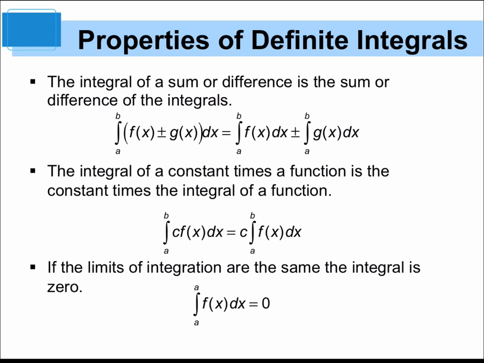This last one warrants some discussion. Why is the integral of f of x from a to a equal to 0? Because delta x isn't zero. Isn't the width of the rectangle 0? Right. The width of the rectangle is 0, therefore there's no area under the curve, so the value is equal to 0.